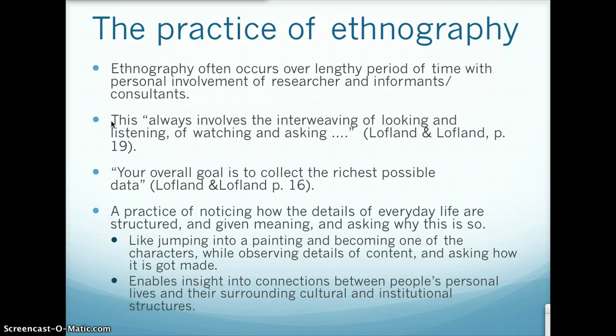The famous sociologist C.W. Mills called this process the development of a sociological imagination. Although he wasn't referring only to ethnography, we can say that ethnography can be useful in enabling this imagination, specifically one's ability to see connections between people's personal lives and their surrounding cultural and institutional structures.